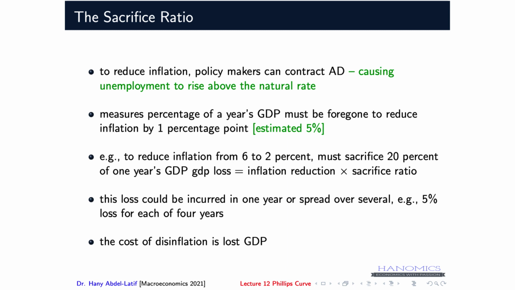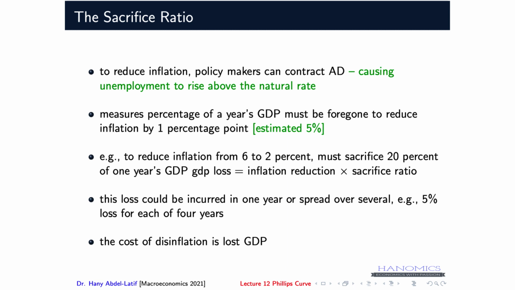As an example, if you want to reduce inflation from 6% to 2%, you must sacrifice 20% of one year's GDP. The GDP loss is the inflation reduction times the sacrifice ratio, and this loss could be spread over several years, let's say a 5% loss for each of 4 years. That's basically the cost of slowing down inflation, or disinflation: the loss of GDP.